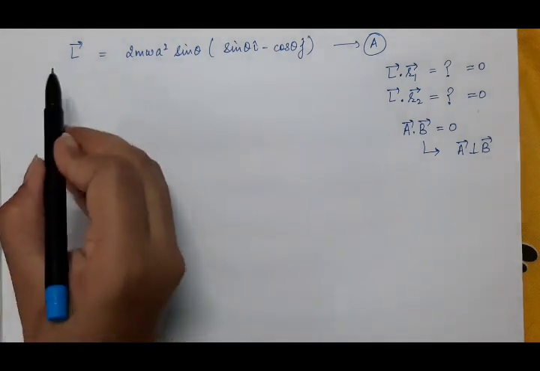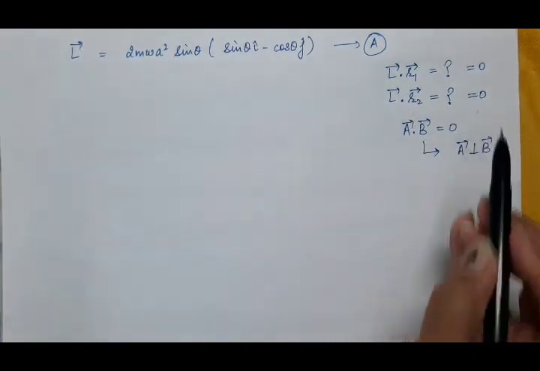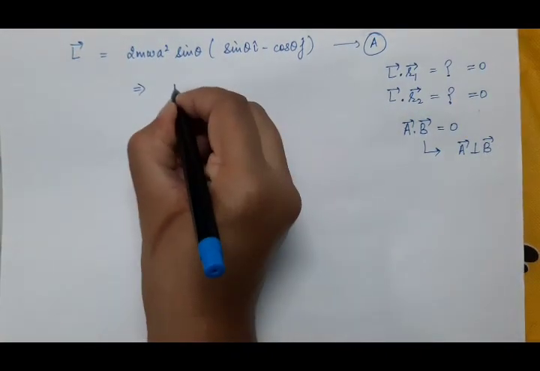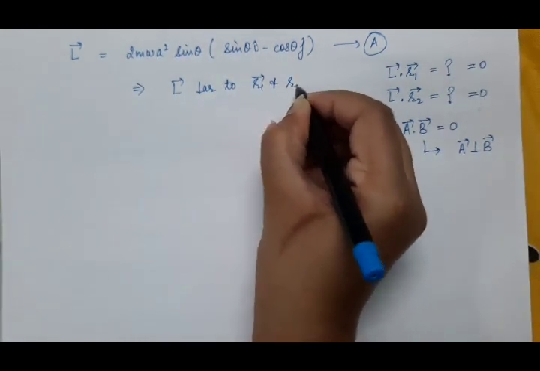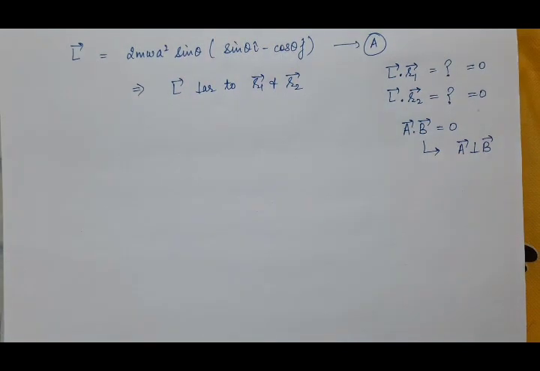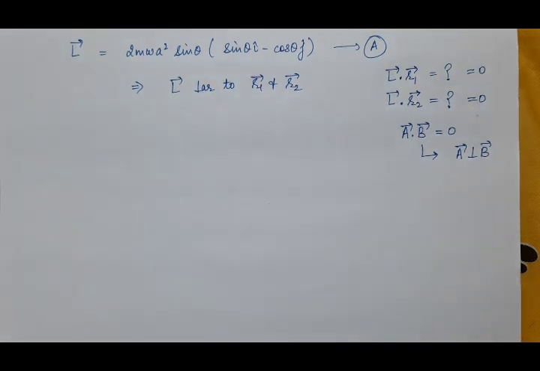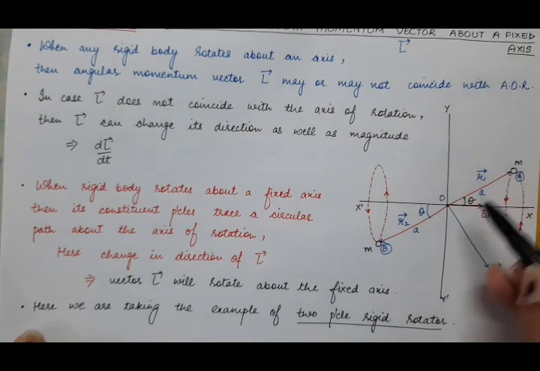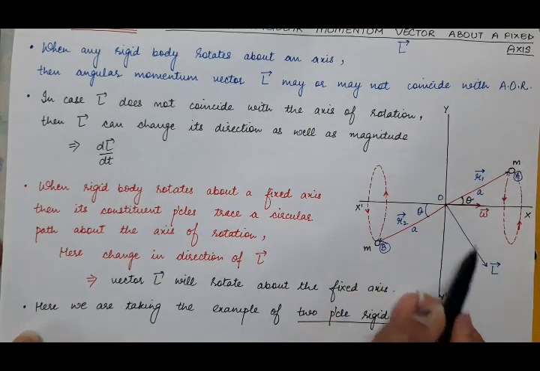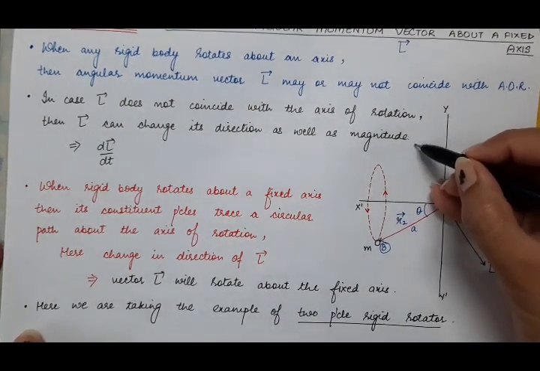So when the dot product of L vector with R1 vector comes out to be 0, and the dot product of L vector with R2 vector comes out to be 0, this implies that L vector is perpendicular to R1 vector and R2 vector. What does this mean? That the direction of angular momentum vector is perpendicular to the two particle rigid rotator. So here you can see L vector is perpendicular to R1 vector and R2 vector. It means its direction is this. Why have I not taken the direction as this? Because this direction is also perpendicular.